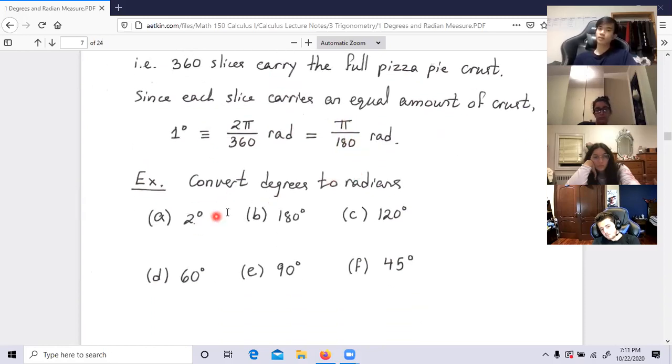So convert degrees to radians, please. Here is 2 degrees, 180 degrees, 120, 60, 90. I want you to quickly write A, B, C, and convert all of these to radian measure.